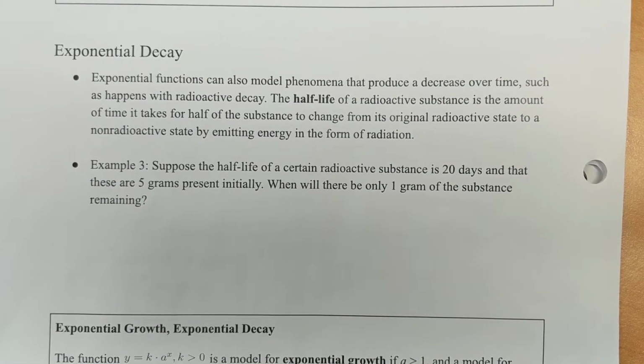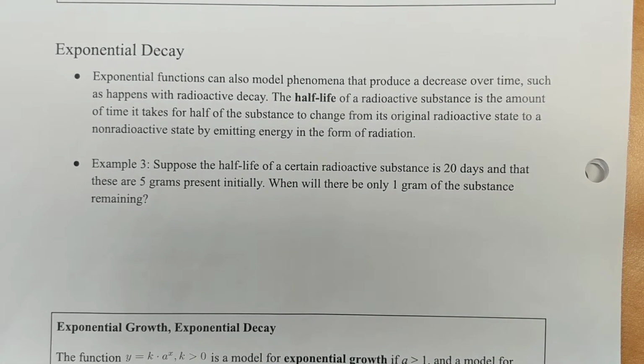All right, so exponential decay produces a decrease over time. Radioactive decay is the most common of these. So the half-life of a radioactive substance is the amount of time it takes for half the substance to change from its original radioactive state to a non-radioactive state by emitting energy in the form of radiation.